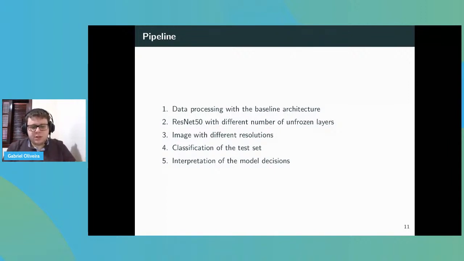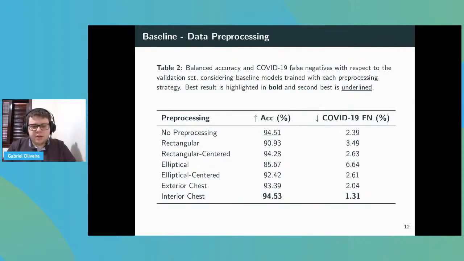So with the two best preprocessing techniques, we apply ResNet 50 with different number of unfrozen layers for this architecture. Then we have the different image resolutions with the best configuration of ResNet 50. And then we make the prediction on the test set. And finally, we make the interpretation of the model decisions using GradCAM. So in the first experiment, we used the baseline architecture with different data processing techniques.